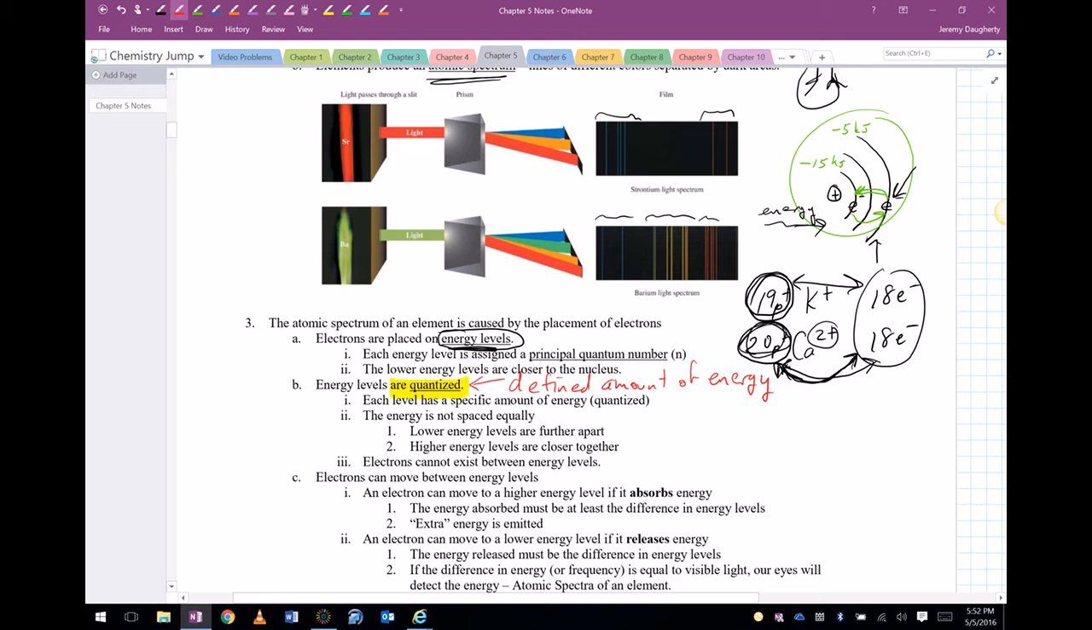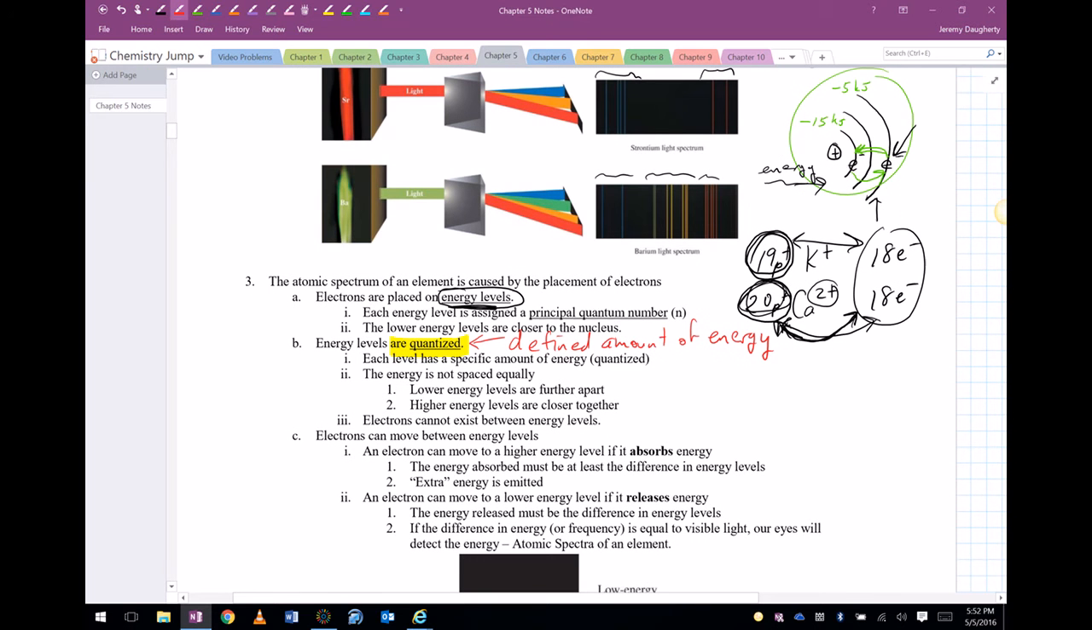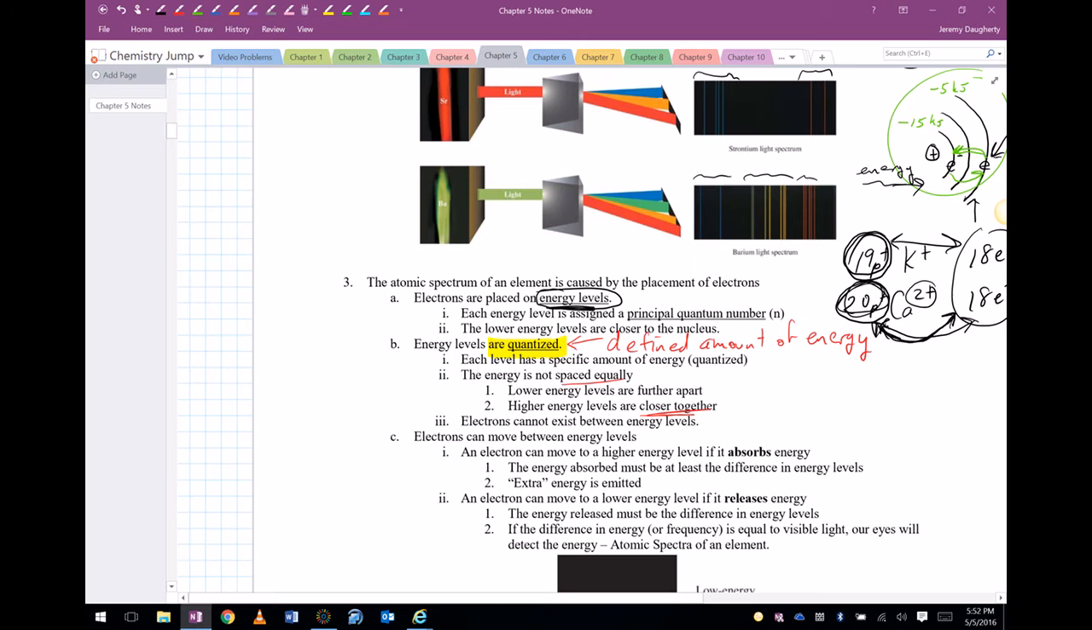The energy is not spaced equally. Basically, the higher up in energy you go, the closer the energy levels get. They often say, think of it like a ladder. Here's the first rung of the ladder, here's the second rung, here's the third rung, here's the fourth rung. They get closer and closer the further up you get. That's what the energy levels do. They get closer and closer together.